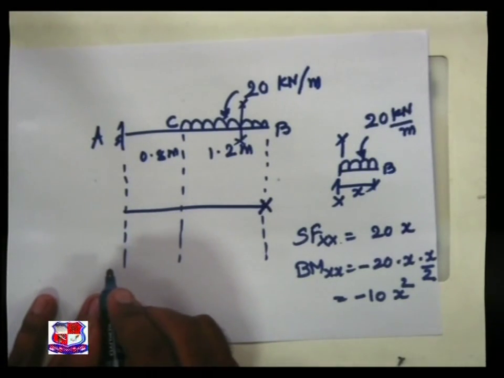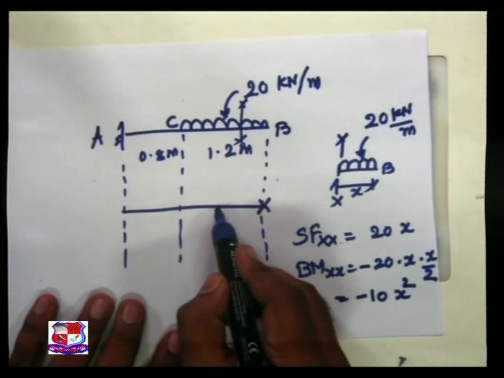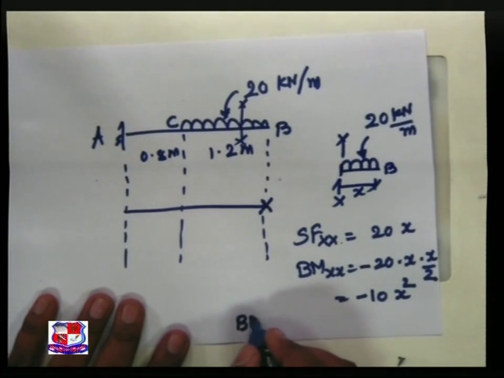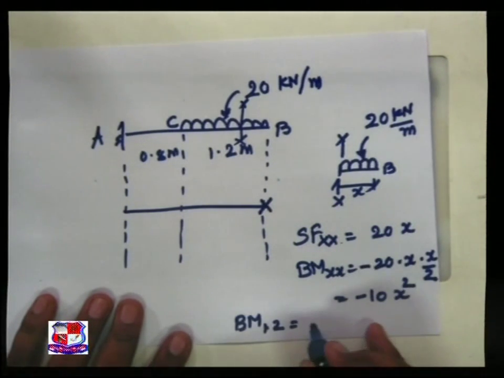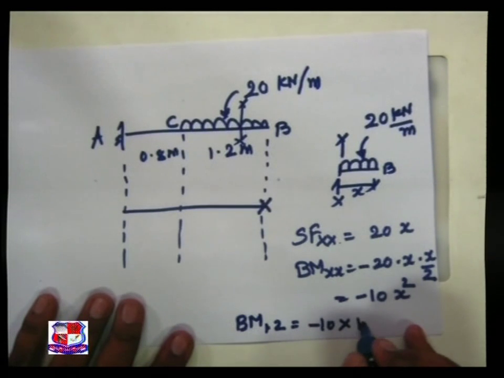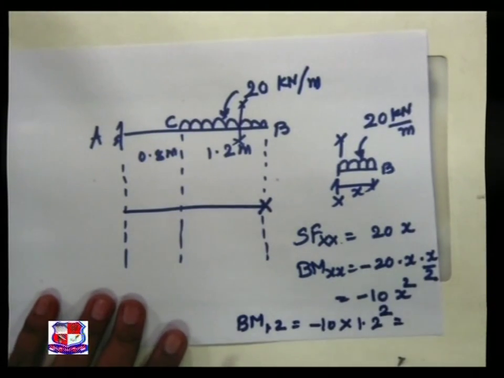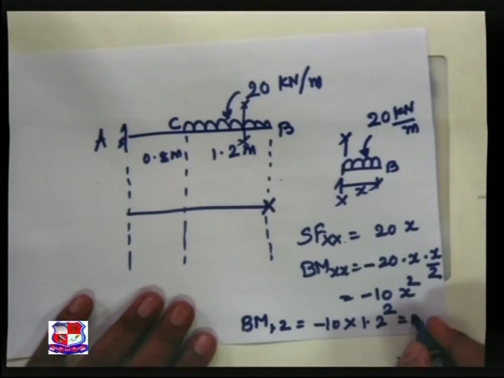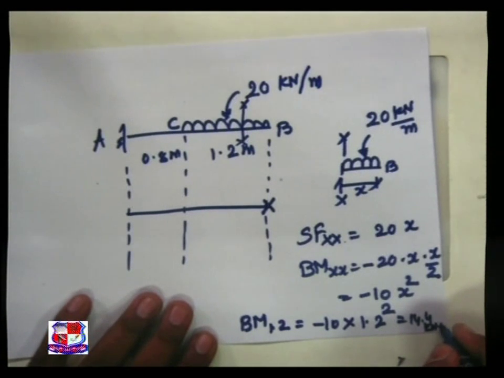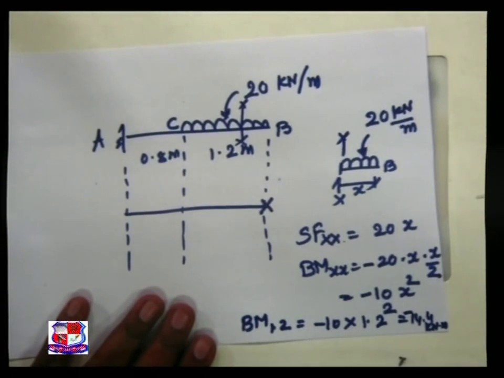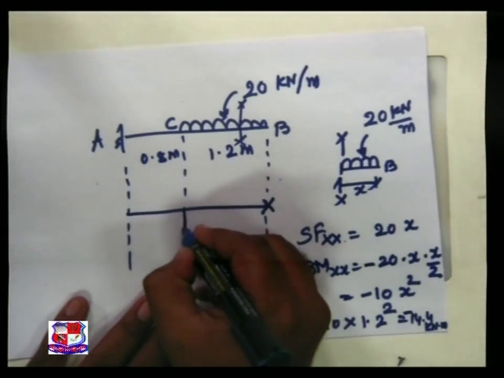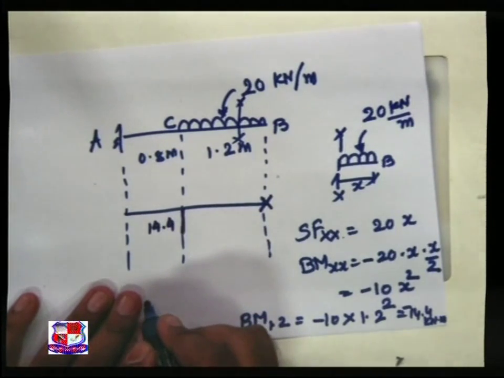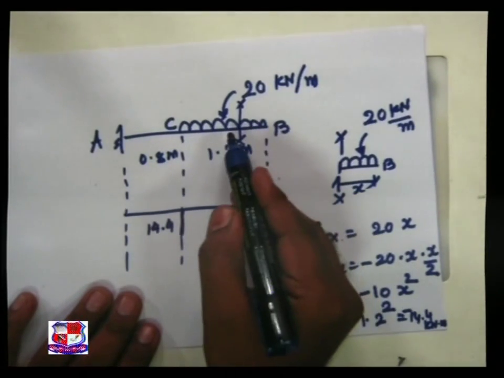Now let us find out the bending moment at 0.6 meter, then at 1.2 meter. Bending moment at 1.2 meter is equal to minus 10 into 1.2 square, and this we achieve as 14.4 kilonewton meter with the negative sign. So this ordinate is of 14.4. As we know, the UDL is there.